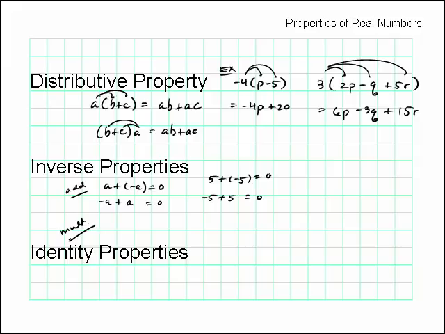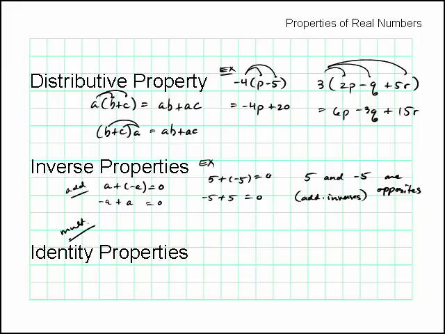And we would say that a number and its opposite, such as 5 and negative 5, are opposites. Some books would call them additive inverses of each other.